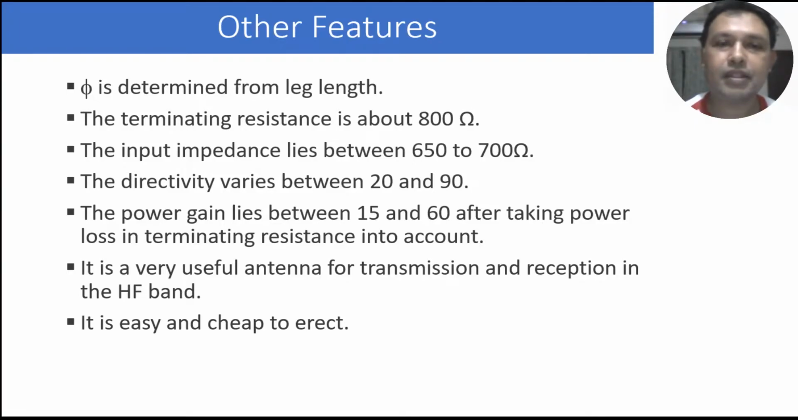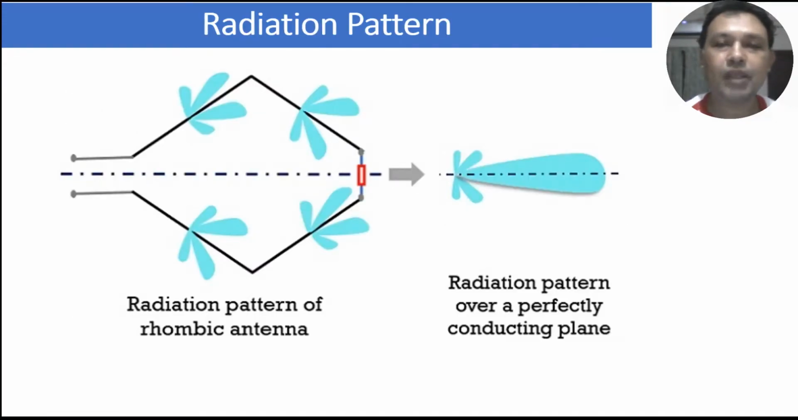The input impedance lies between 650 to 700 ohm. The directivity varies between 20 to 90. So directivity is not so high. The power gain lies between the 15 and 60 after taking power loss in terminating resistance into account. It is a very useful antenna for transmission and reception in HF band. It is easy and cheap to erect.